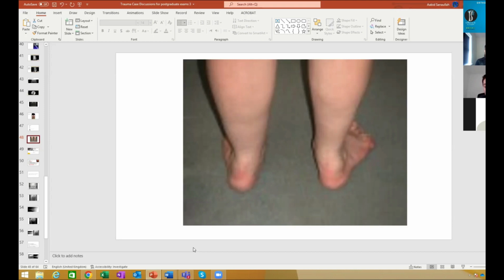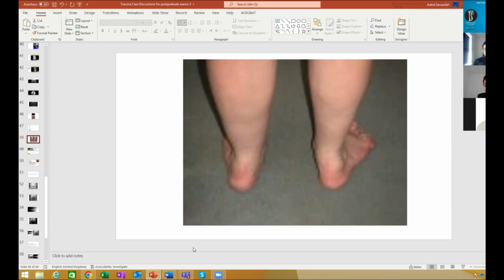I think at this stage, and has she ever had any previous surgery to the foot? No. Okay. And no neurological symptoms, so no numbness or tingling or anything like that? No. Okay. Can I move on to the examination?